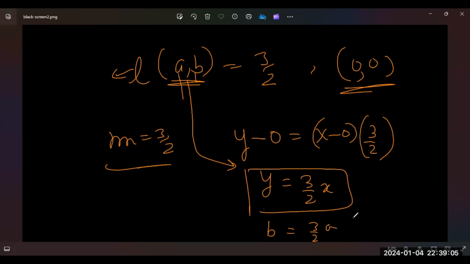Now, quantity A is a, quantity B is b. But what is b? It is 3 by 2 times a. Now, without knowing the sign of a, you cannot actually comment. If a is positive, then b is bigger. If a is negative, then a is bigger. Are you understanding?